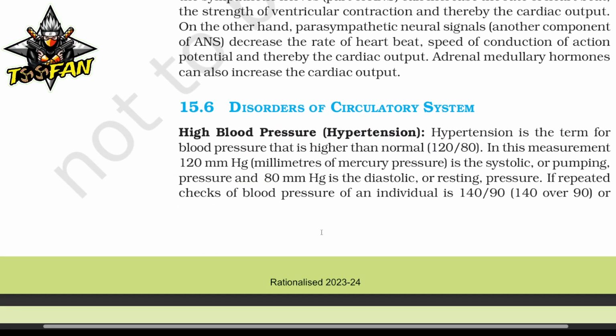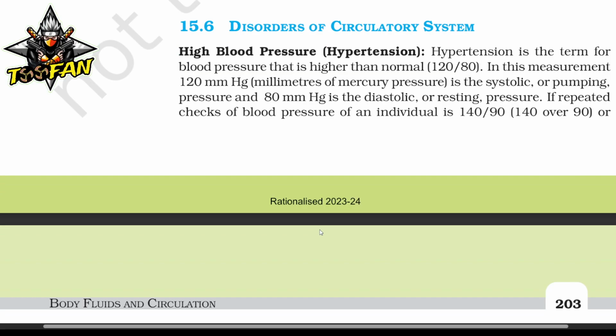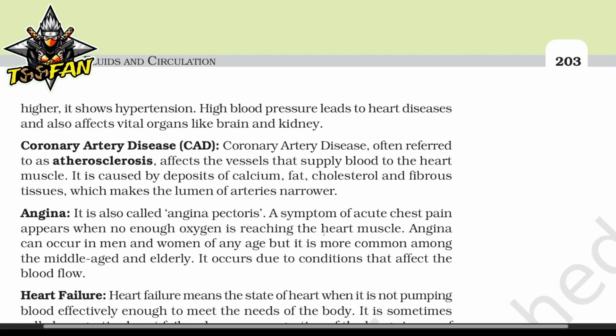Disorders of the circulatory system. High blood pressure, hypertension, is the term for blood pressure that is higher than normal, 120 by 80. In this measurement, 120 mmHg is the systolic or pumping pressure, and 80 mmHg is the diastolic or resting pressure. If repeated checks of an individual's blood pressure show 140 by 90 or higher, it indicates hypertension. High blood pressure leads to heart disease and also affects vital organs like the brain and kidney.